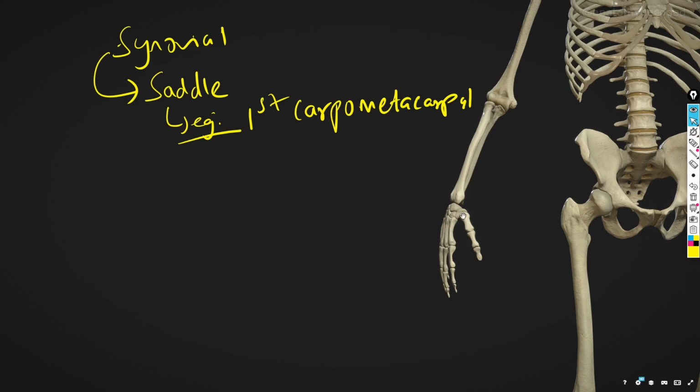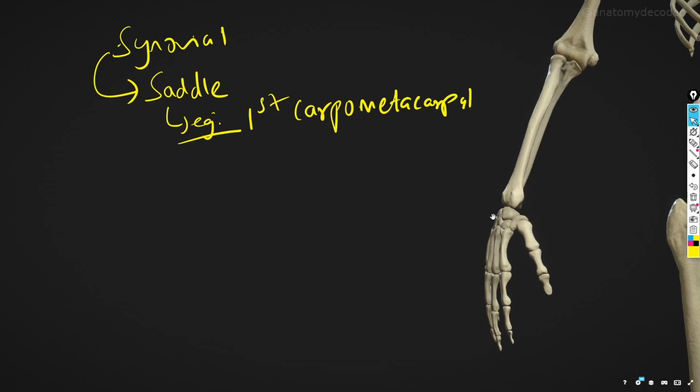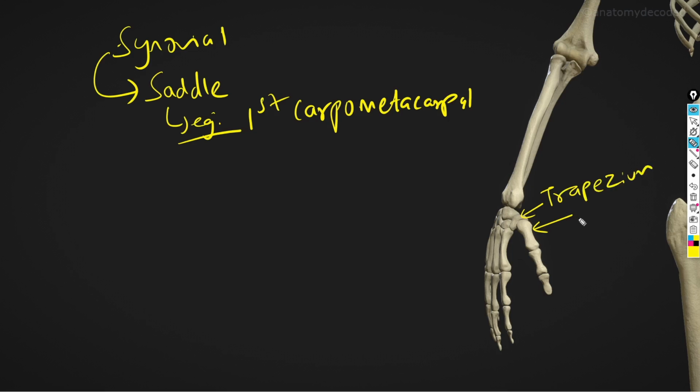Okay, the first metacarpal. Look at the base of the first metacarpal. It is articulating with one bone. The name of that bone is trapezium. The first metacarpal is articulating with the trapezium. This joint is the saddle variety of synovial joint. The first carpometacarpal joint is a saddle variety.